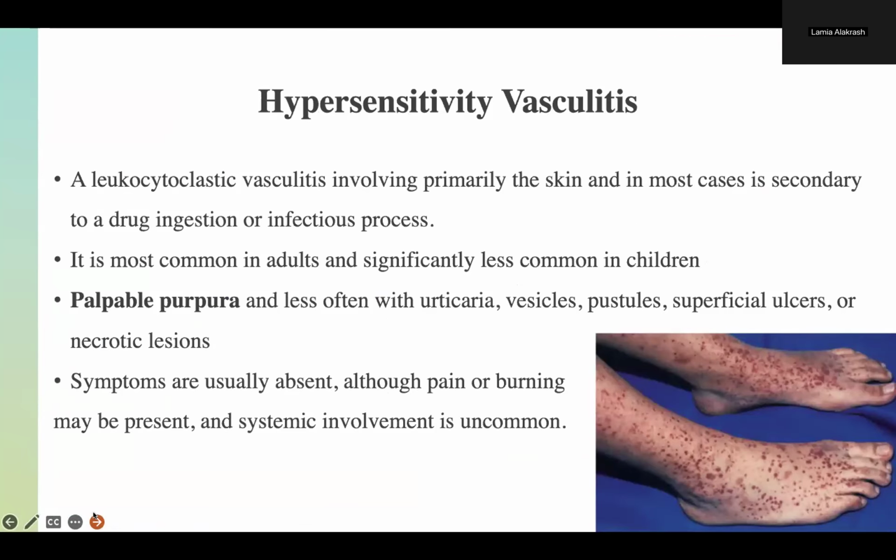Another important and actually common entity is hypersensitivity vasculitis. It's a type of leukocytoclastic vasculitis involving primarily the skin and in most cases is secondary to drug or infection. This is the most common type of vasculitis we see in adults. It can be seen in children, but it's much less common than in adults. It presents with palpable purpura, but again, you can see urticaria or any other clinical presentation. Usually it's asymptomatic. It may have mild symptoms, and usually it has no systemic involvement.